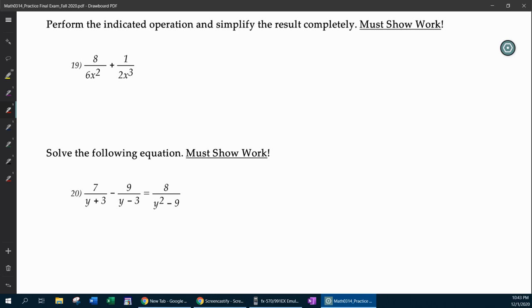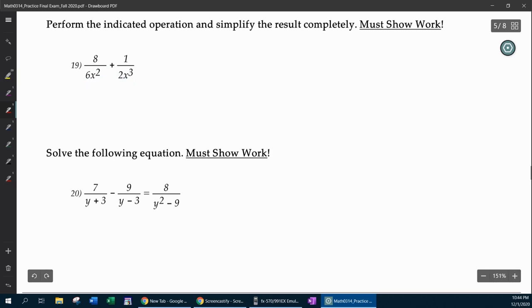Number 19, perform the indicated operation and simplify. Here the operation is addition, and in order to add fractions, I need a common denominator. So we can see that the 2 is going to need to be multiplied by 3 to make the second denominator equivalent to 6. And we can see that the first denominator is going to need an x so that it becomes x cubed. Now remember, whatever you do to the bottom, you have to do to the top.